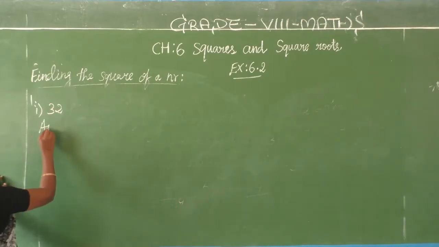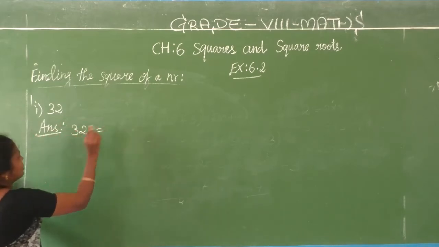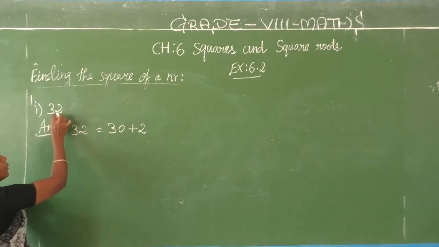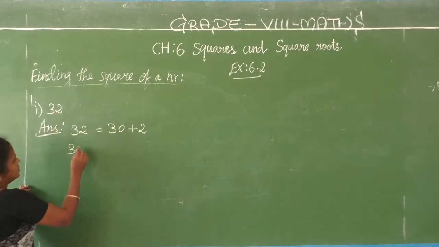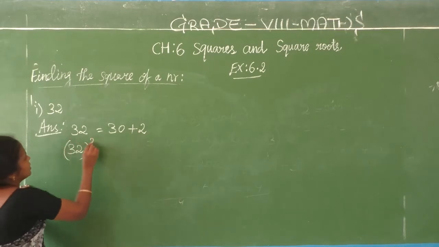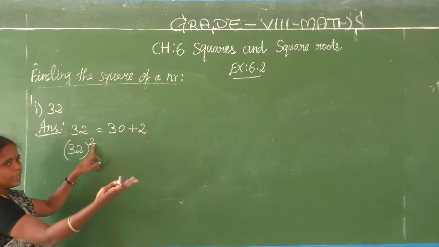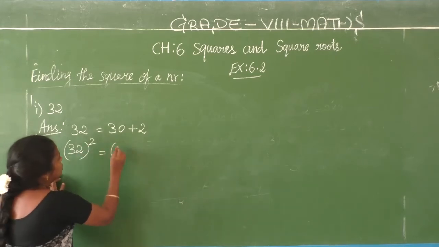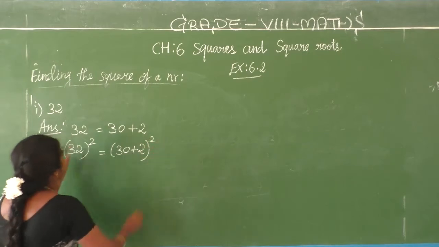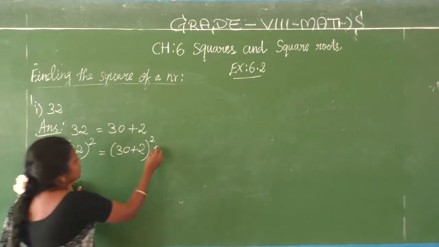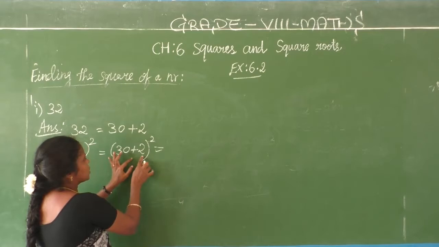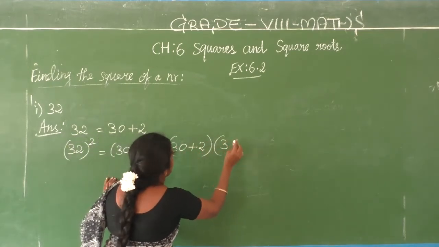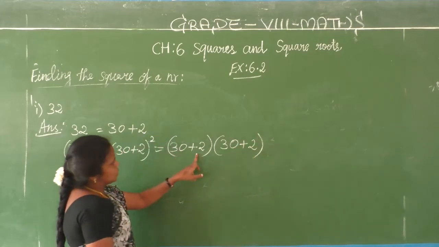What to do? 32 can be split in addition notation as 30 plus 2. Am I correct? Now we have to take the square of this 32. The square can be written in the upper right. 32 square is equal to 30 plus 2 the whole square. This can be written as 30 plus 2 to be squared. So again I am writing it in product notation, 2 times: 30 plus 2 into 30 plus 2.